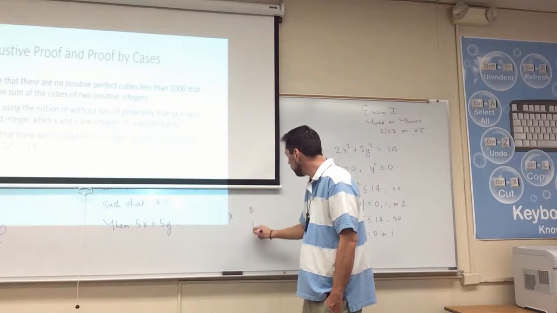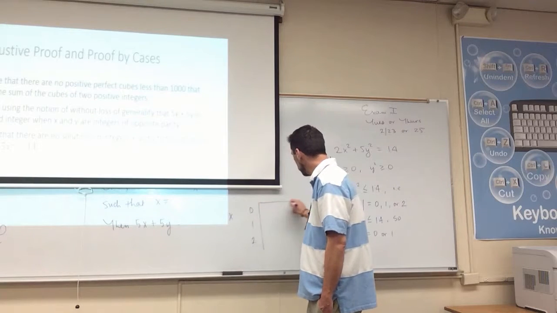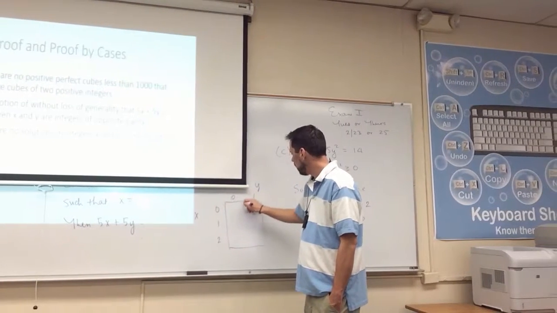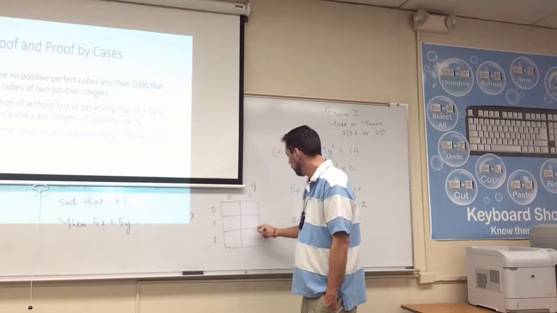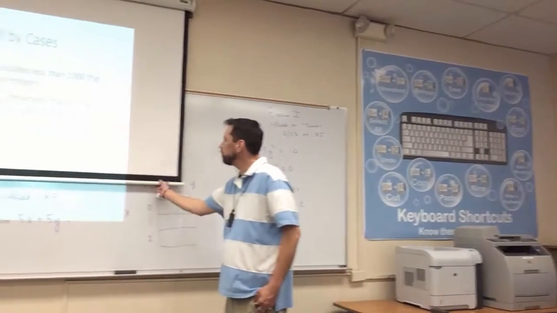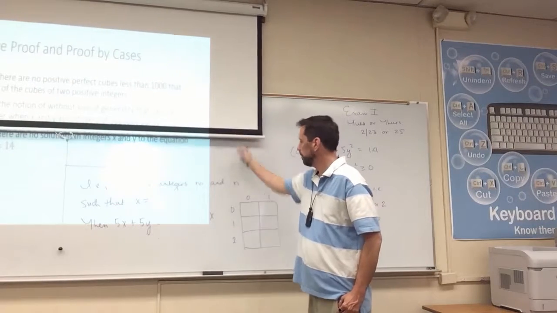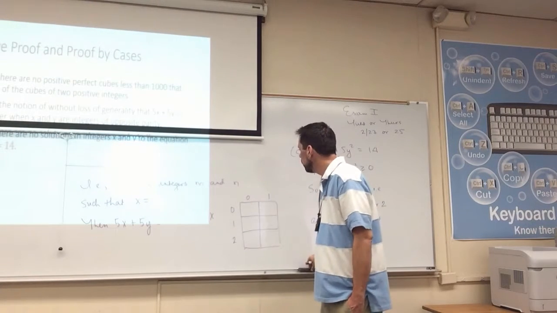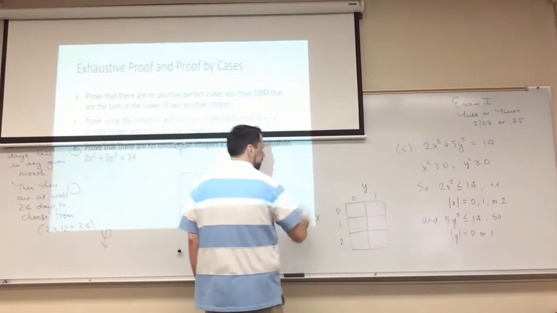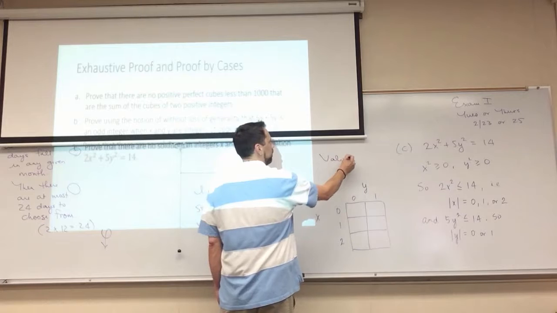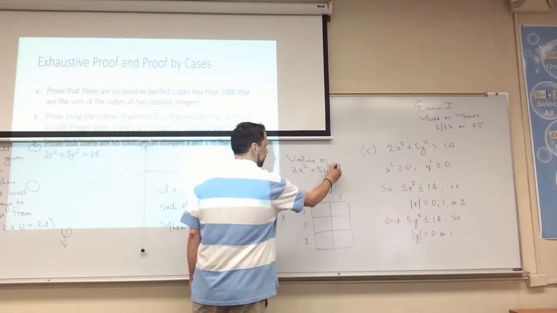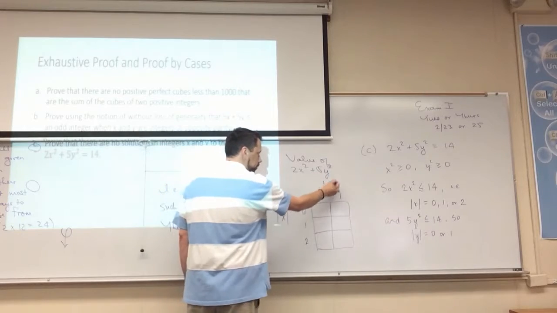So I remember last year I did something like this. I just made a little table where we talked about what was the value of 2x squared plus 5y squared. Put a title on the table. So this table is the value of 2x squared plus 5y squared. And actually, I should make this be absolute value of x, absolute value of y.